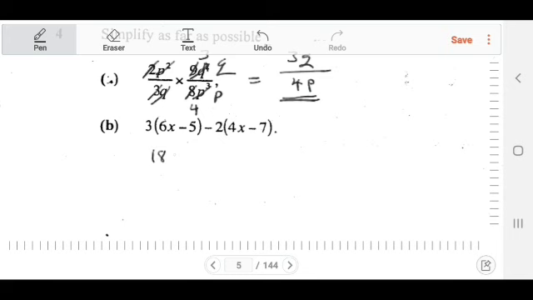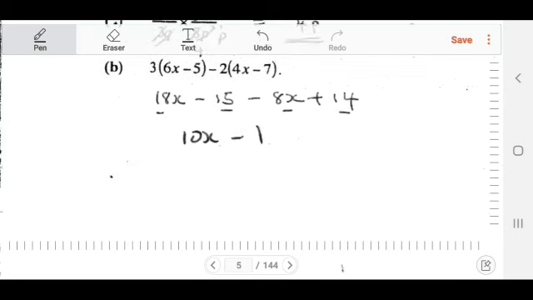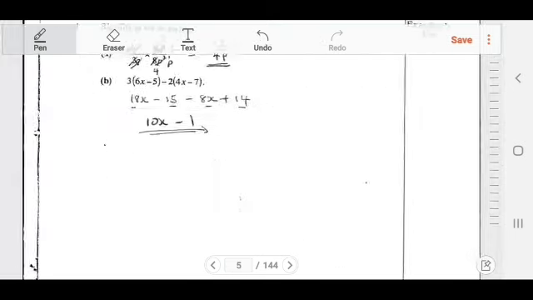So we're going to get 18x minus 15 minus 8x plus 14. We expand that one. After expanding, you collect like terms. This one and this one will give us a 10x. Then this one and this one will give us negative 1. So this is our answer there.